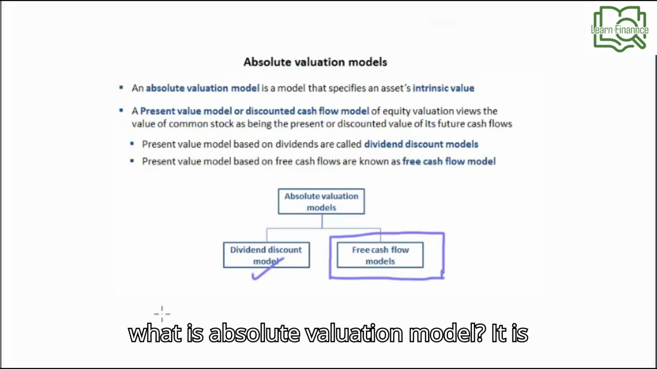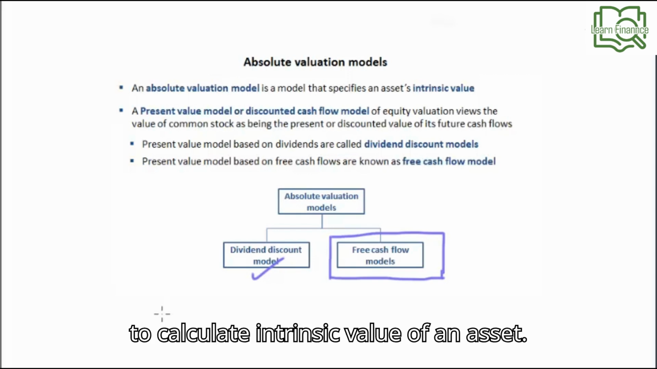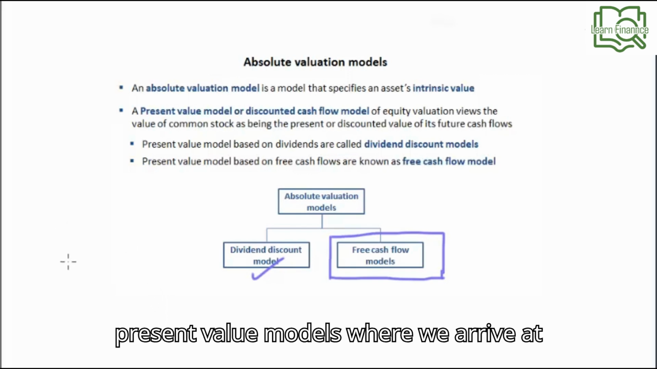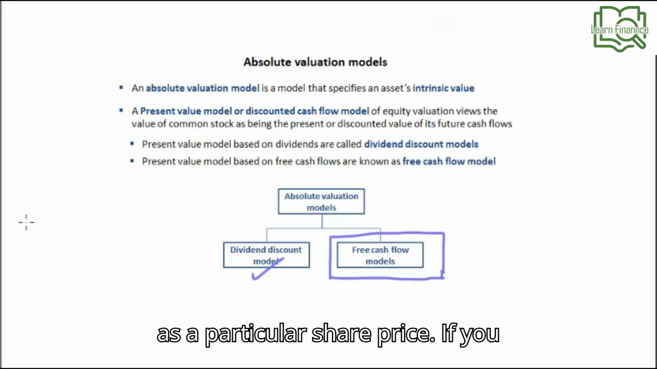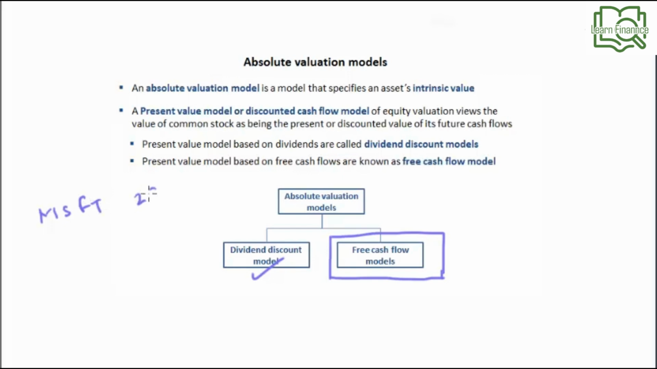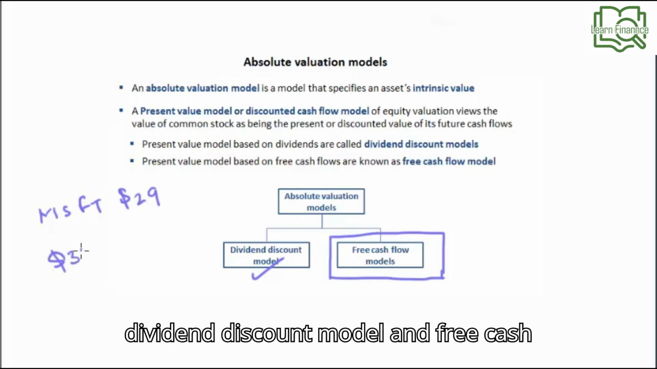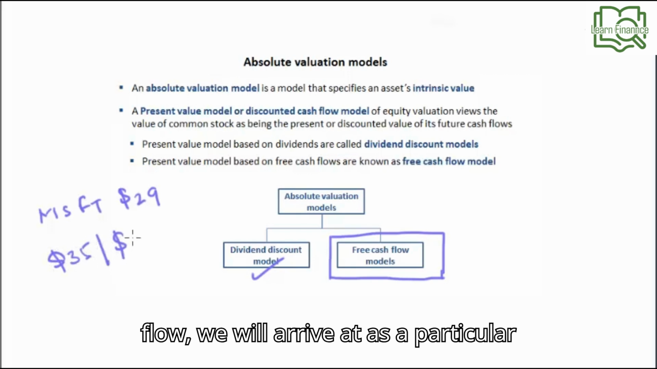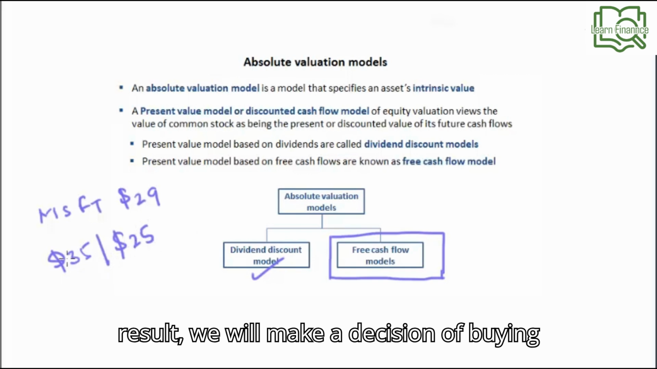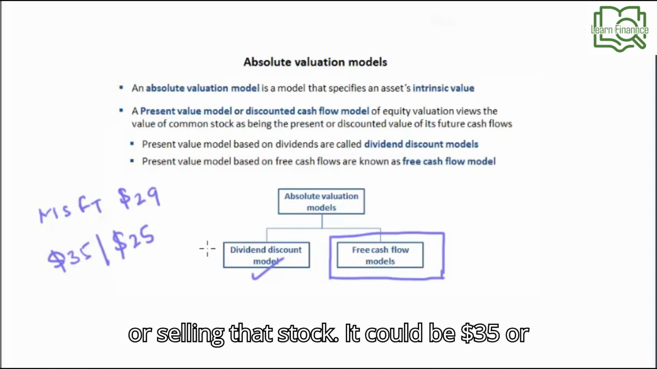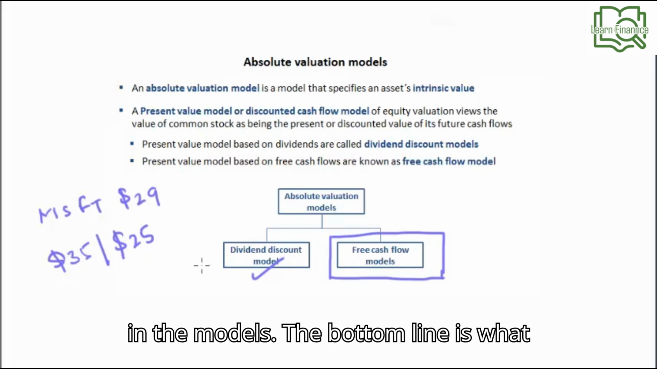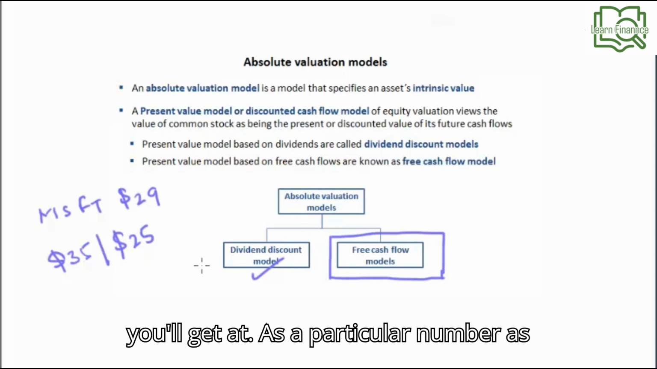So what is an absolute valuation model? It is to calculate the intrinsic value of an asset. These are known as present value models, where we arrive at a particular share price. If you remember our example of Microsoft, which was trading at the price of $29. With absolute models, which are the dividend discount model and free cash flow, we will arrive at a particular dollar value per share. Depending on the result, we will make a decision of buying or selling that stock. It could be $35 or $25 depending on the assumptions we made in the models. The bottom line is that you'll arrive at a particular number.